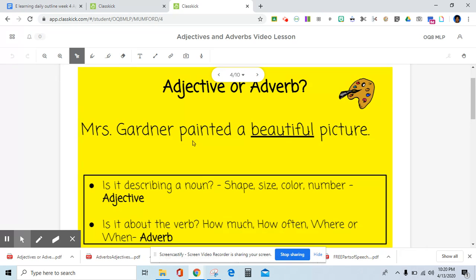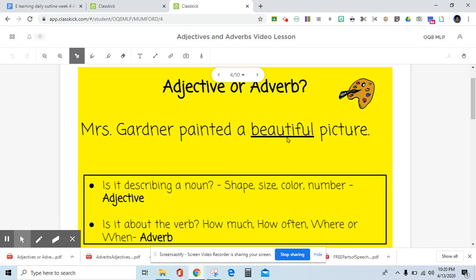So we're going to look at some sentences and decide whether the underlined word is an adjective or an adverb. It says, Mrs. Gardner painted a beautiful picture. And I wrote some questions to ask yourself to help you decide whether it is an adjective or an adverb. Is it describing a noun? Is it telling you about the shape, the size, the color, or the number? Then it is an adjective. If it is about the verb or the action, like how much, how often, where, when, it is an adverb.